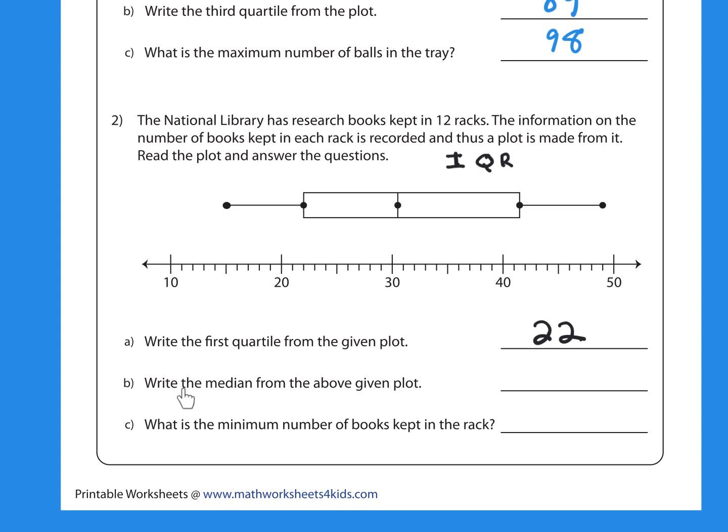The next question, write the median from the above given plot. So the median is also known as the second quartile, and it matches up. This one's a little bit in between, so I would call that 30.5.